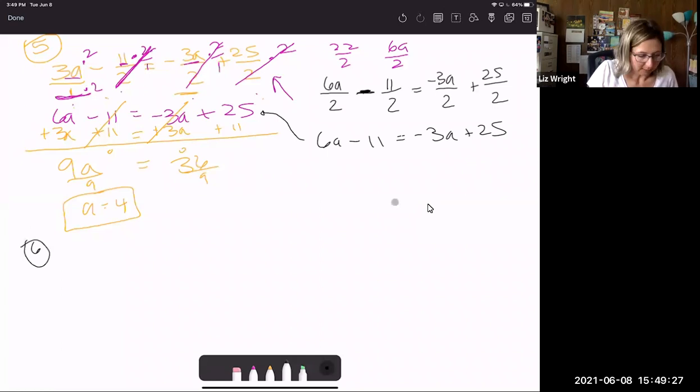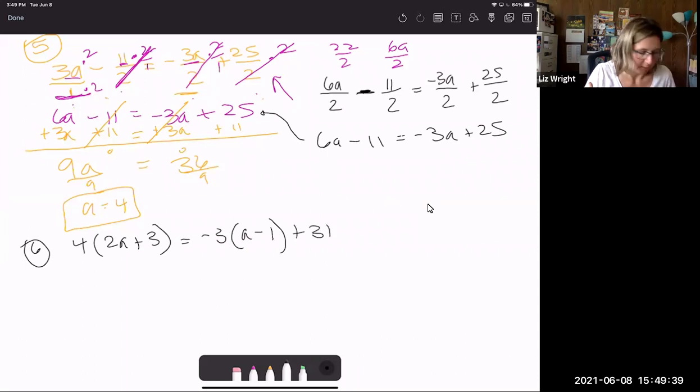Number 6 is going to be 4 times 2a plus 3, and that equals negative 3 times a minus 1 plus 31. And if you want to pause, this one should come out to a equals 2. So you should pause the video, see how you do. Hopefully you get a equals 2. And then I'm going to work through it. So pause the video.